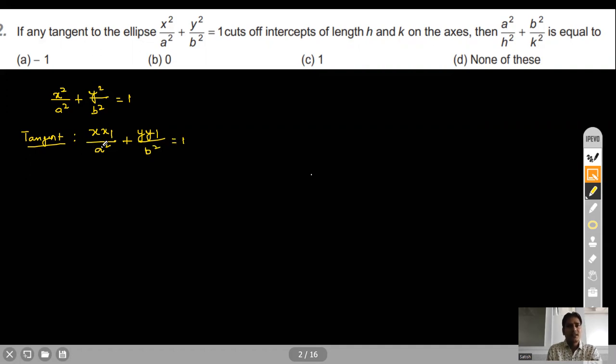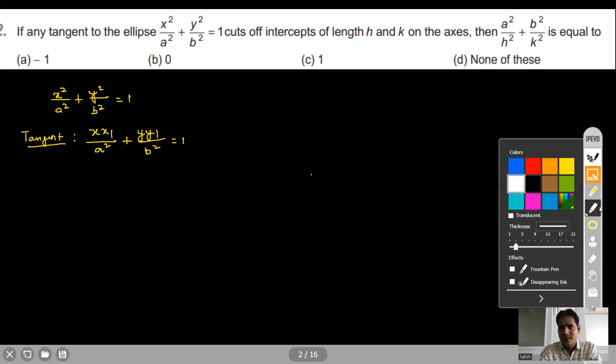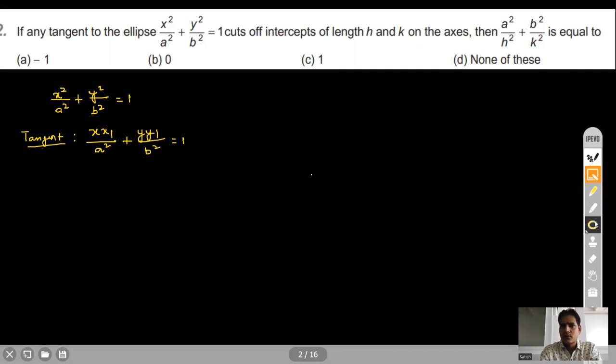Now, this tangent is cutting an intercept of length h and k, length h and k. So, for finding the value of h, what I have to do? I hope everyone is able to imagine that drawing, what the question is saying, right? This h will lie on the x-axis, right? And this k will lie on the y-axis, right? So for finding the coordinates of h, should I draw the drawing? Okay, let me draw. It will not take that much time, right? So let me draw the drawing.